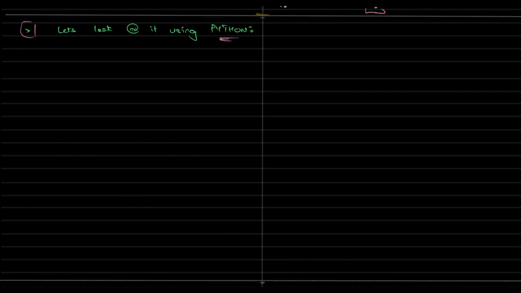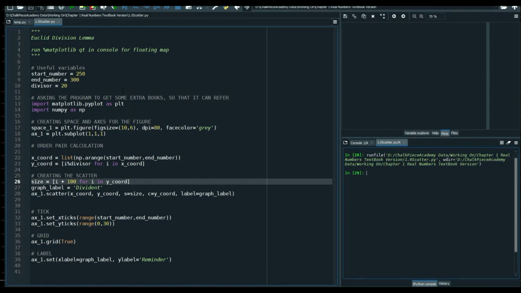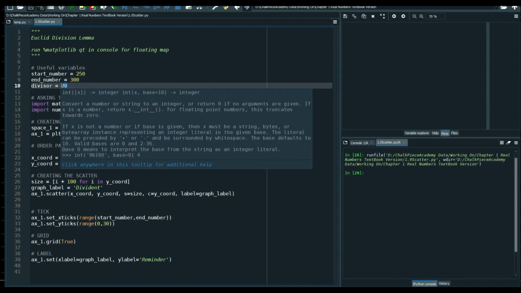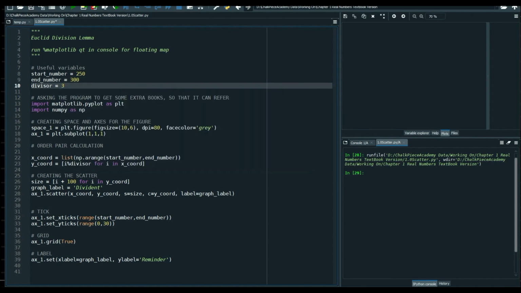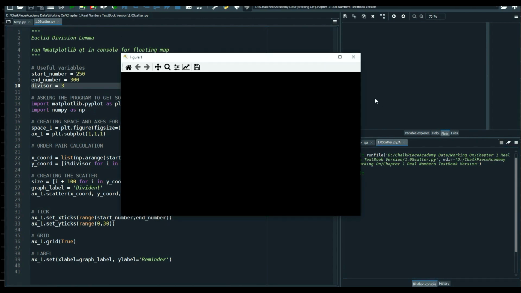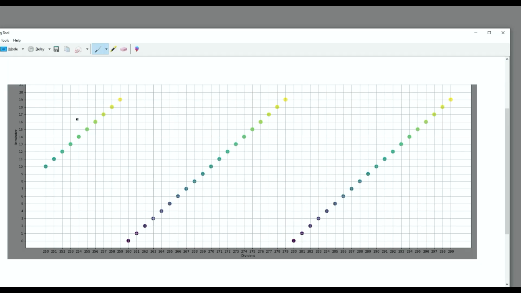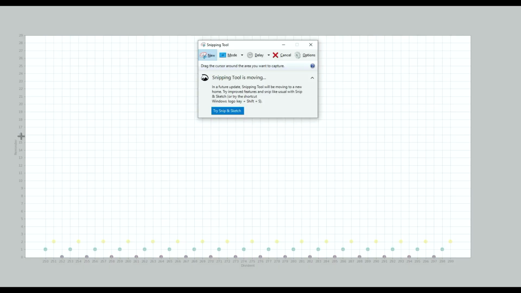Right? So same thing, let's have a look at it using Python. So let's program this particular scenario and we'll have a visual representation of whatever we just did now. So I am dividing starting from 250 to 300, right? And the divisor is, let me make it a small number now, 3. Okay, so let's have a look. So let us observe what it is that we are looking at.